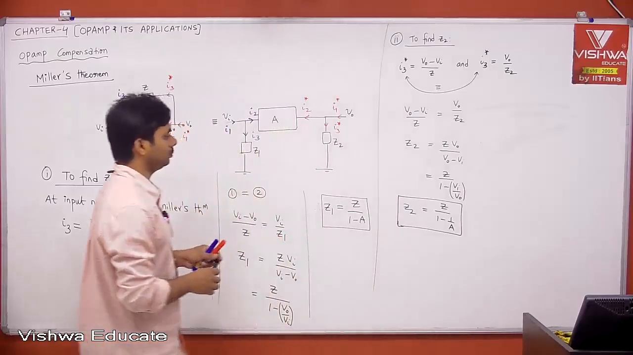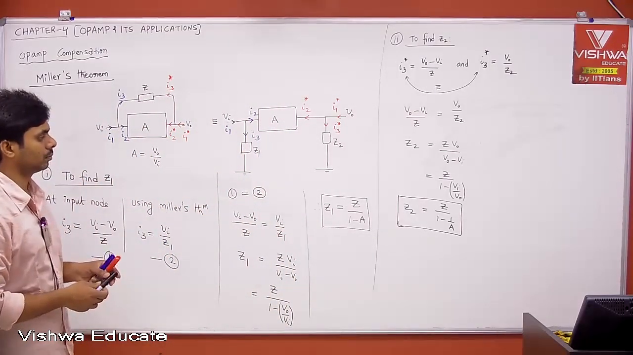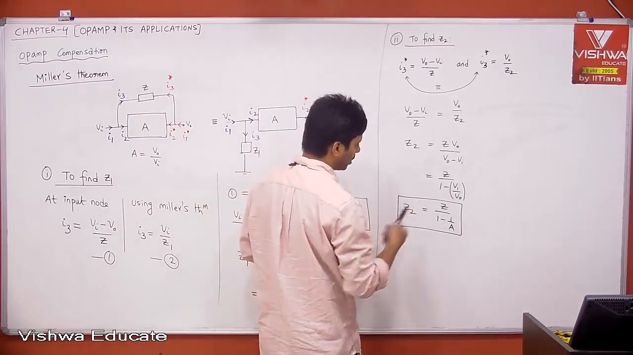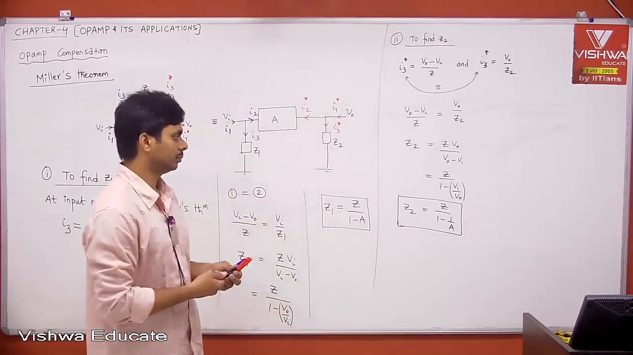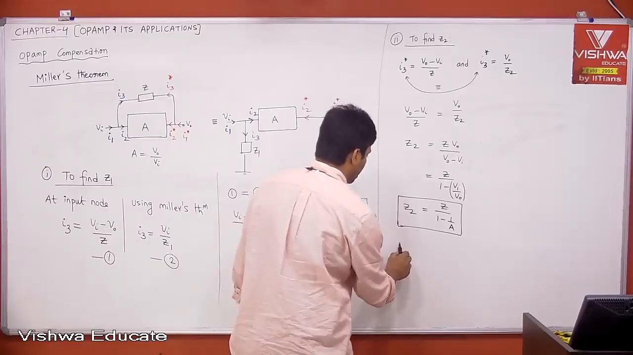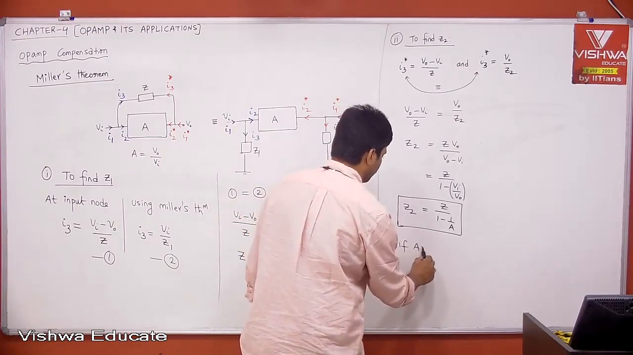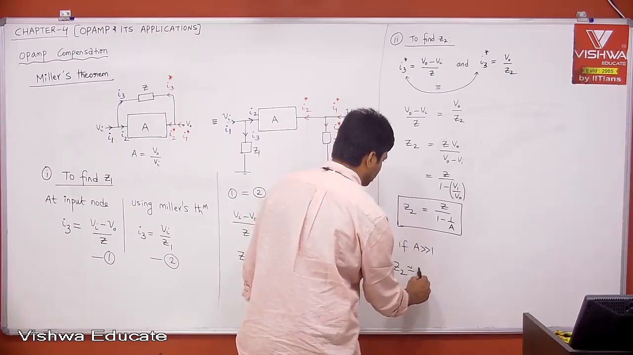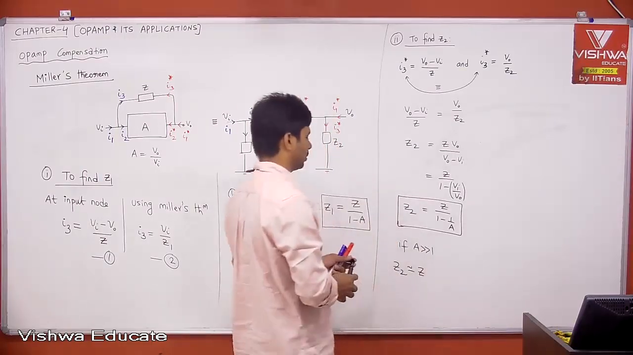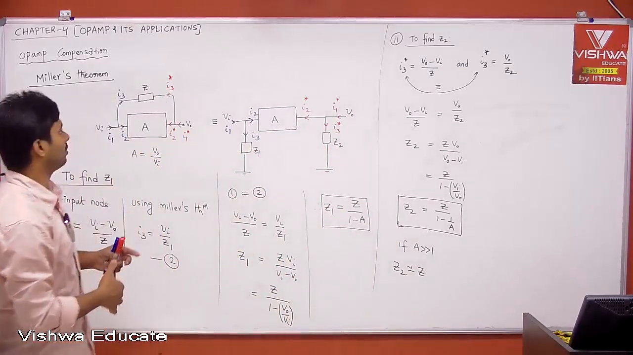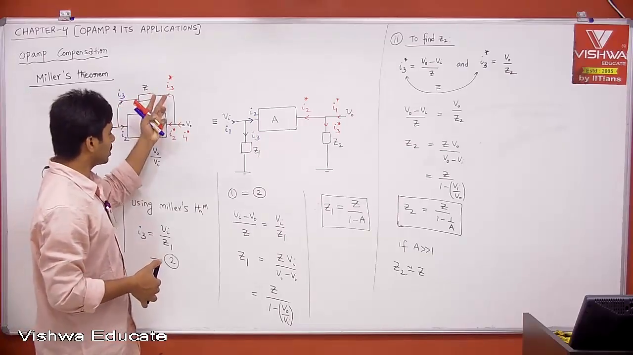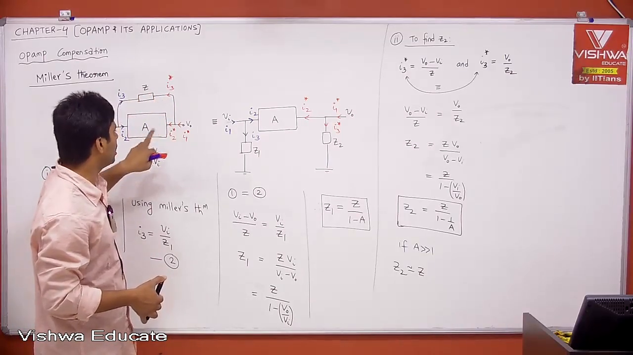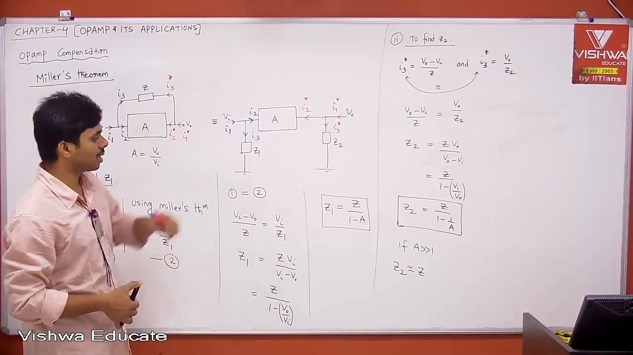Okay. If A is very much greater than 1, Z2 is nothing but Z. If A is very much greater than 1, then Z2 is nothing but Z only. It's not changing. Therefore, whatever feedback impedance you have, that is what is coming as it is at the output. You can represent it as it is at the output if open loop gain is very much greater than 1.